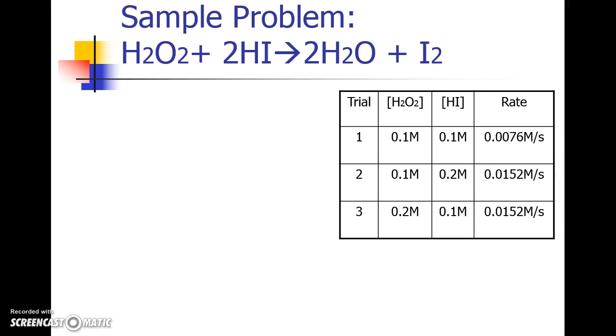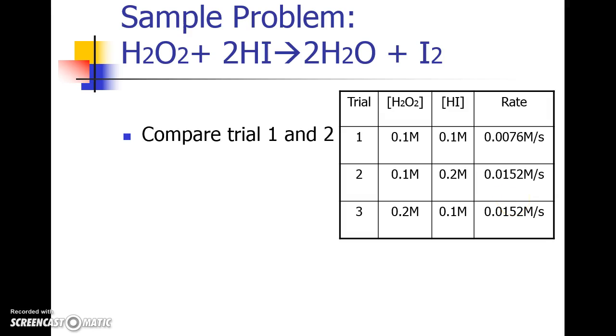So let's take a look at this sample problem here, and I want you to follow along because it's something different from anything that we've done before. We're given a set of data, and there's 3 trials. Notice we're varying the concentration, and we're measuring the rate, how quick the reaction goes. So we have a 0.1 molar and a 0.1 molar, and my rate is 0.0076. Here, when I have a 0.1 and a 0.2 molar, my rate increases. And here, when I have a 0.2 and a 0.1, my rate also increases.